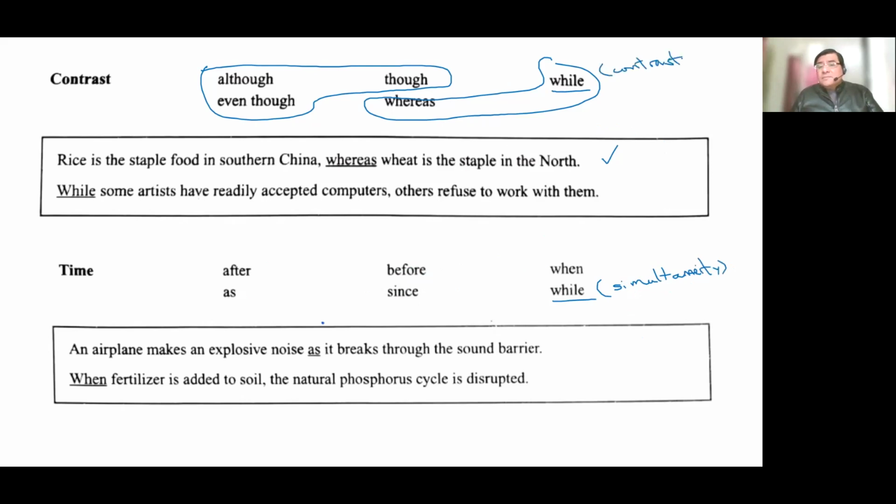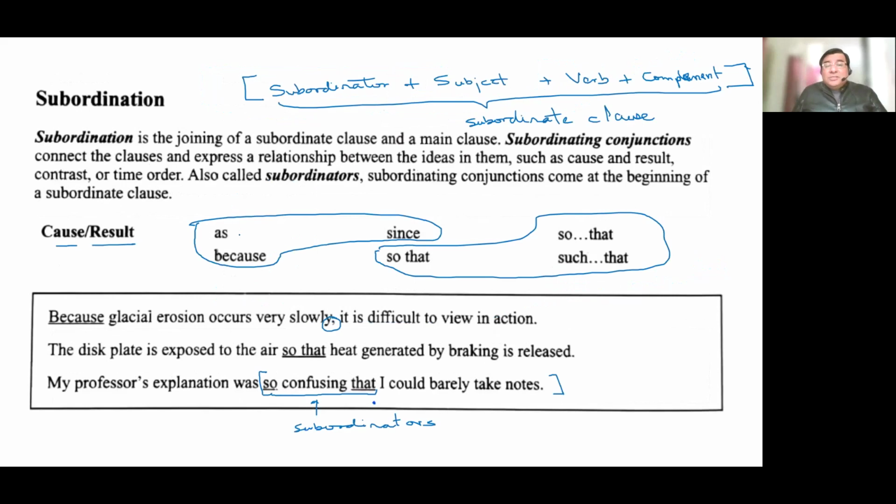It's different, okay? We also notice that we have as here, which is exactly the same in meaning as while. It means the same. We have another as here, which is exactly the same as because, right? So, same words, same subordinators, but with different meanings.